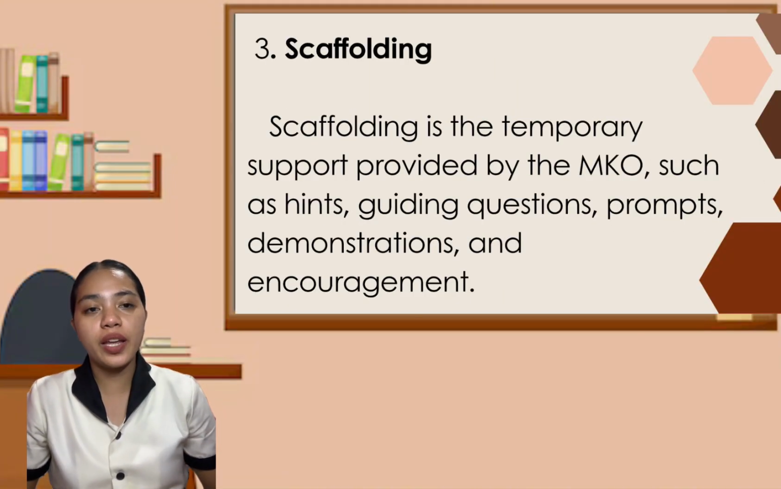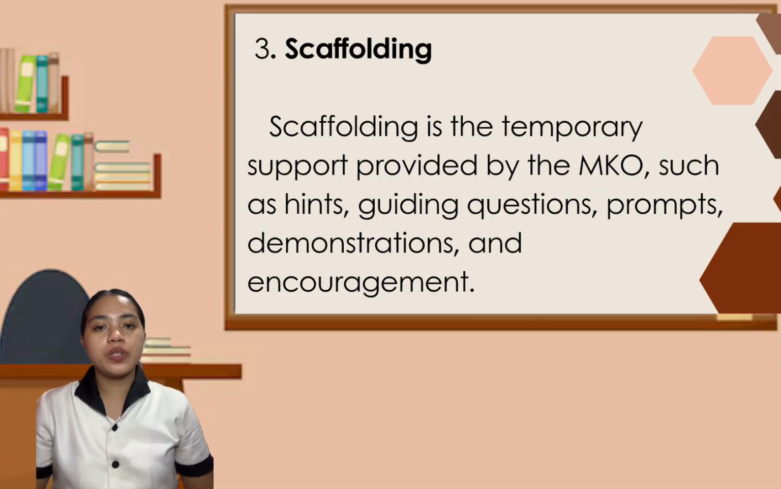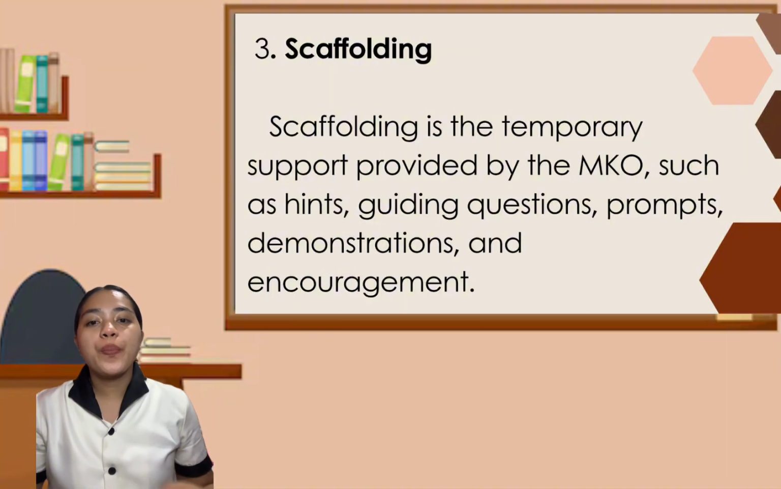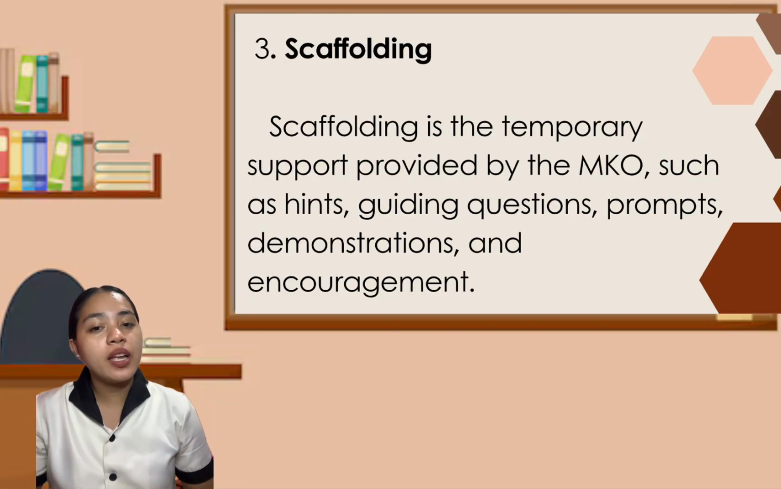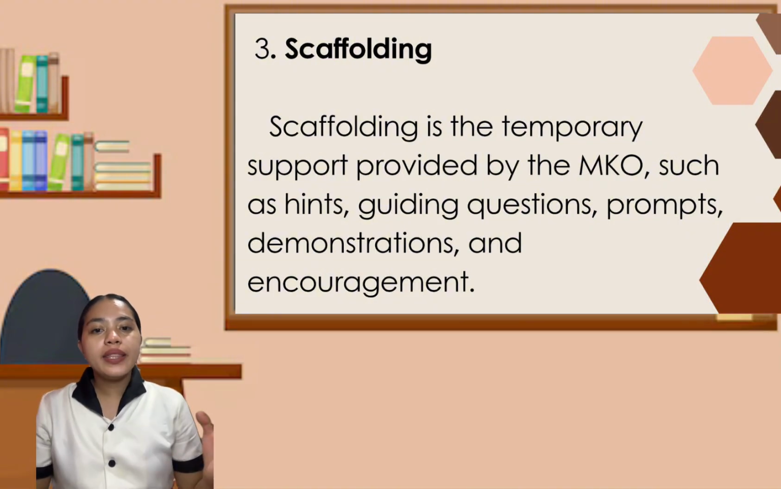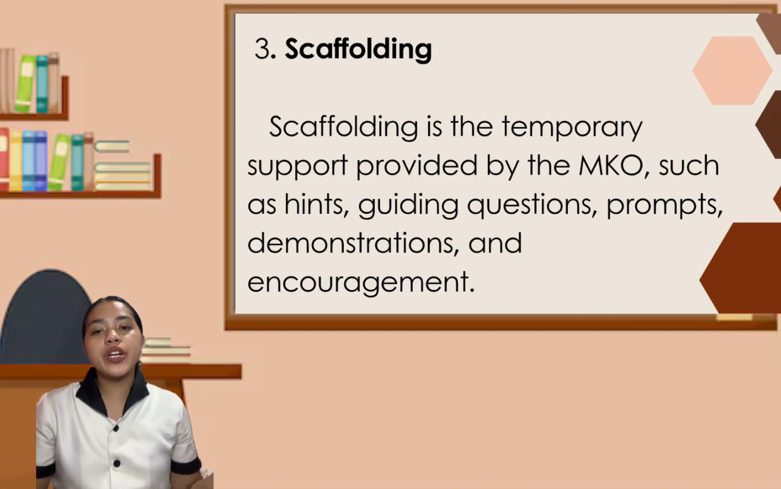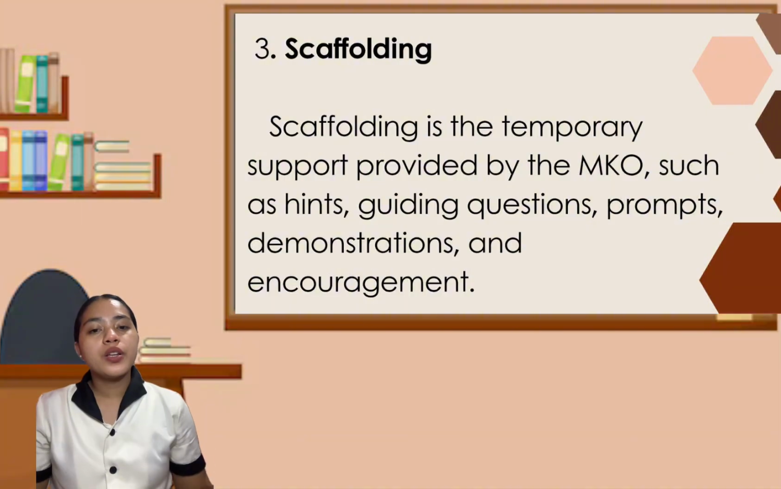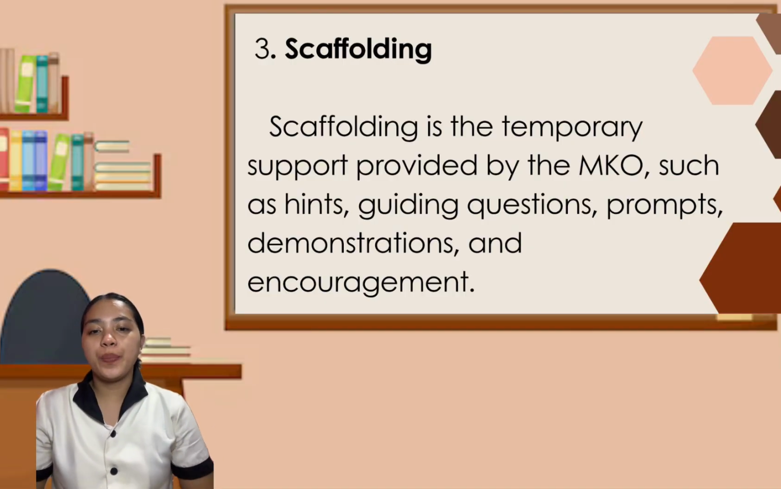Scaffolding. Scaffolding is the temporary support provided by the MKO, such as hints, guiding questions, prompts, demonstrations, and encouragements. As learners gain confidence and skill, the support is gradually reduced until they can perform the task independently. The MKO gives guiding questions, step by step instructions, demonstrations, and encouragement. So, scaffolding helps learners with different needs to succeed, and the support is slowly removed as they improve.